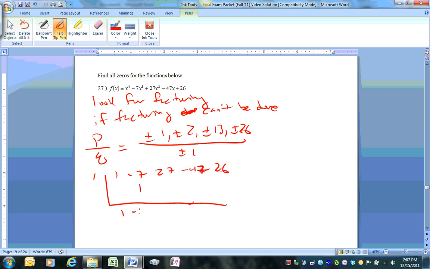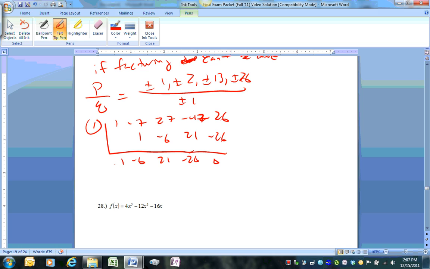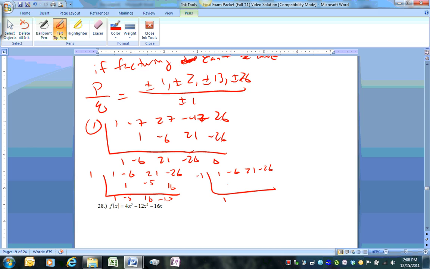Okay, let's try 1, 1, 1, -6, -6, 21, 21. Oh, cool, it works. Now 1 could work a second time. So now we have our new polynomial, which actually is going to happen to be x cubed minus 6x squared plus 21x minus 26. If we try 1 again, nope, no good. We try -1. Nope, no good. Let's try 2. Well, that works. So 1 and 2 work.